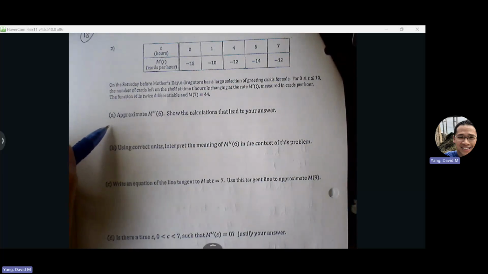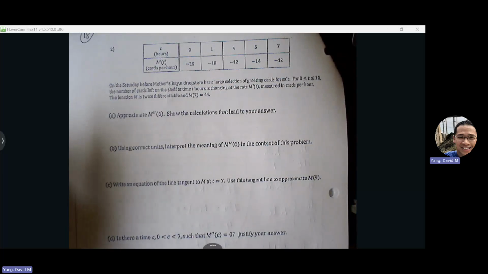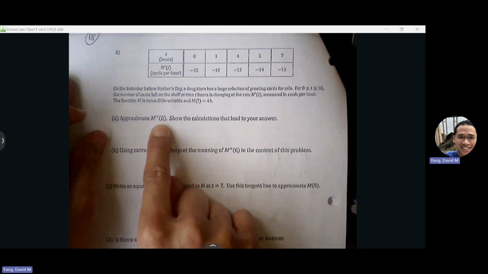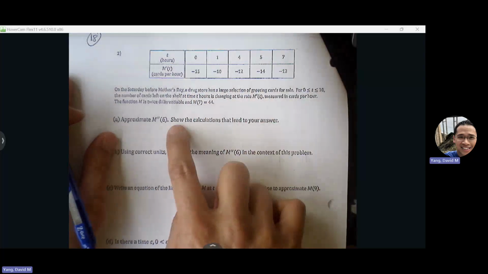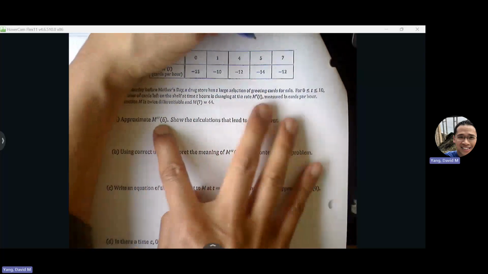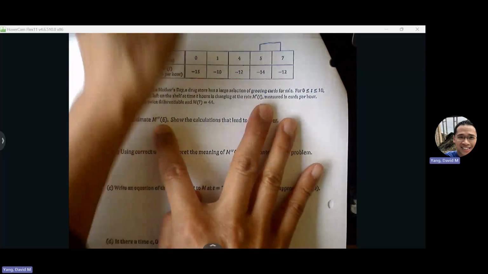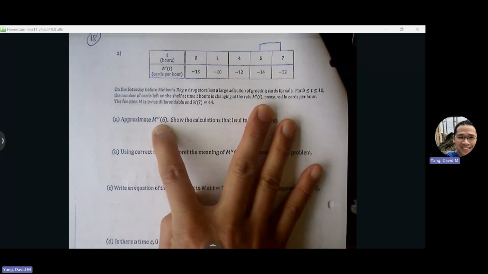So part A says approximate the second derivative, m double prime of 6. Show the calculations that lead to your answer. So basically, we know the second derivative, given the derivative, is just slope, right? So we're just going to pick the closest points and do the change in m prime over the change in time.